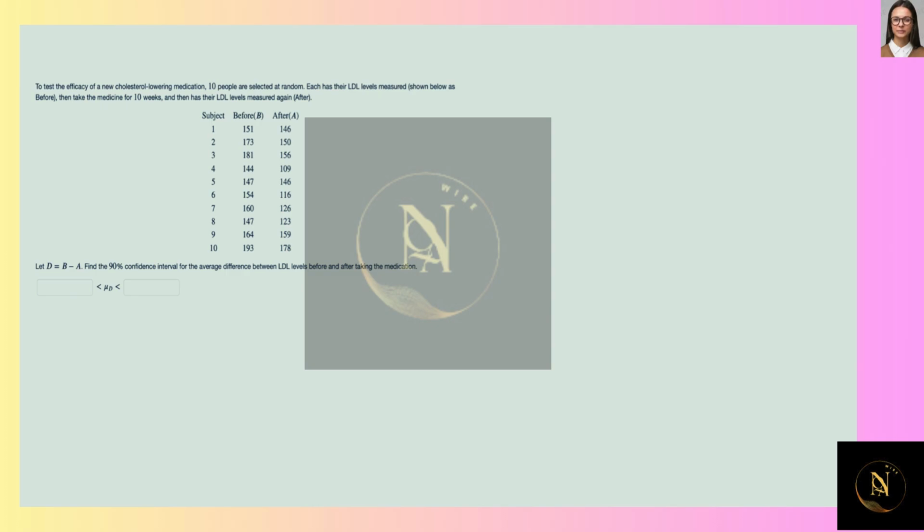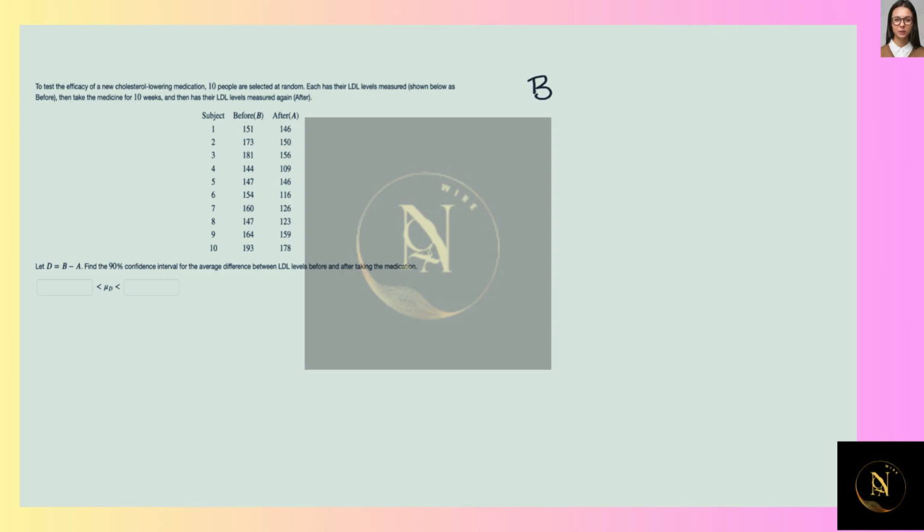Okay, so I see that you need help with this problem, and it says to test the efficacy of new cholesterol lowering medication, 10 people are selected at random. Each has their LDL levels measured, shown below as before, then takes the medication for 10 weeks, and then has their LDL levels measured again after. Let D equal B minus A. Find the 90% confidence interval for the average difference between LDL levels before and after taking the medication.